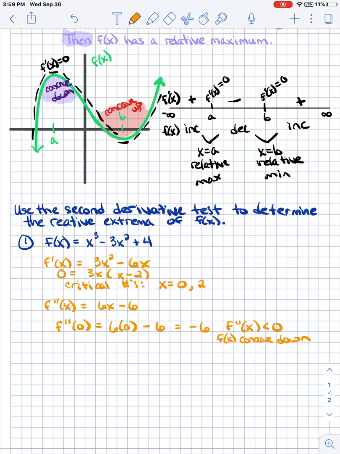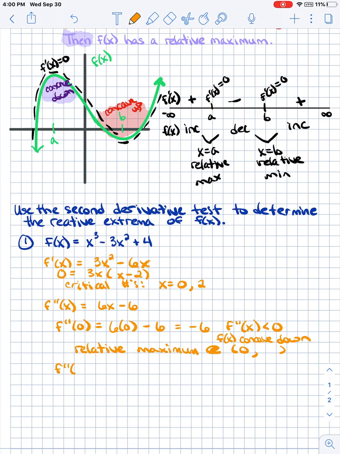Now I can say that at x equals 0, we have a relative maximum. Let me write it a different way. I'm going to say relative maximum at 0 comma something. I'll find the y value in a moment, because it's a point. It's a place on the graph. So we need to find the x and the y.